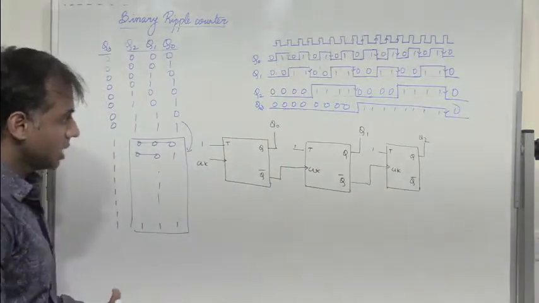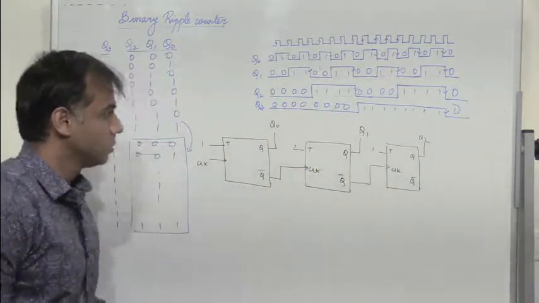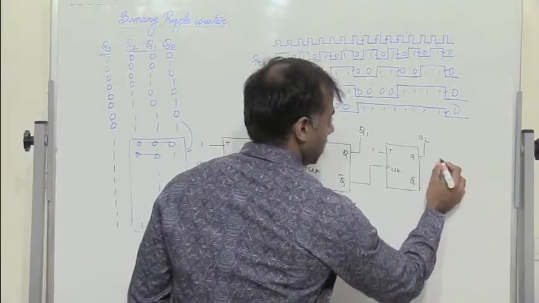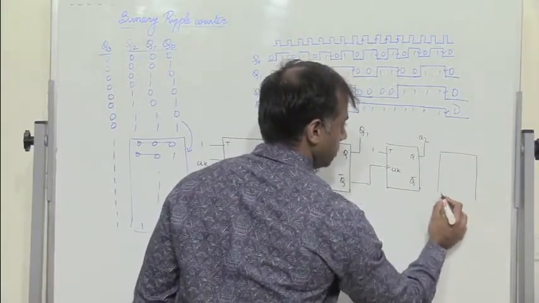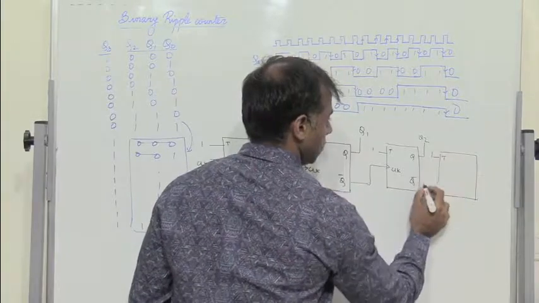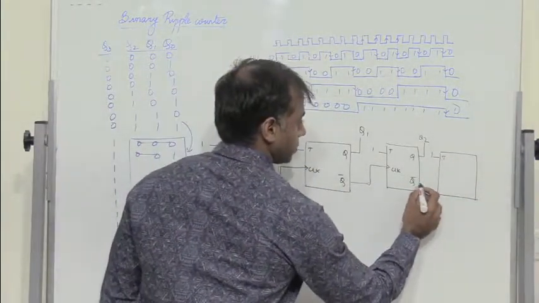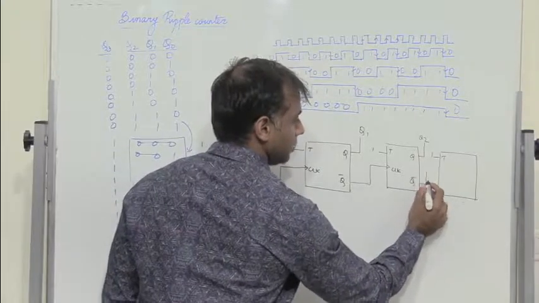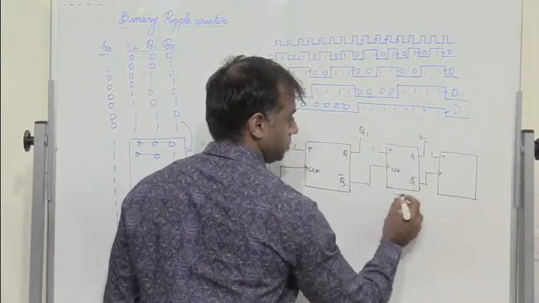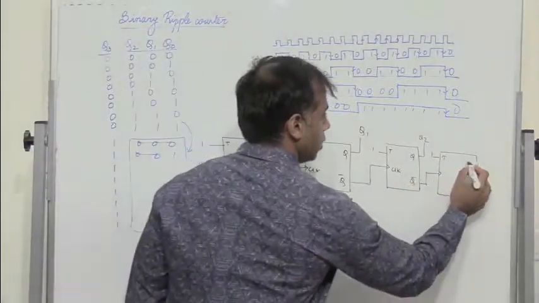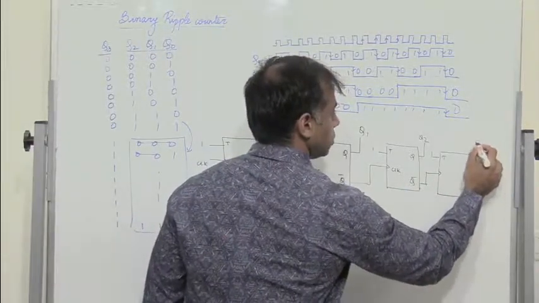Right? So what is done? I can just extend it to a 4-bit binary ripple counter by having another T flip-flop. T is given to 1. And what about the clock? Q bar of the third flip-flop is given as the clock input. And we obtain the output at Q, which is our Q3.